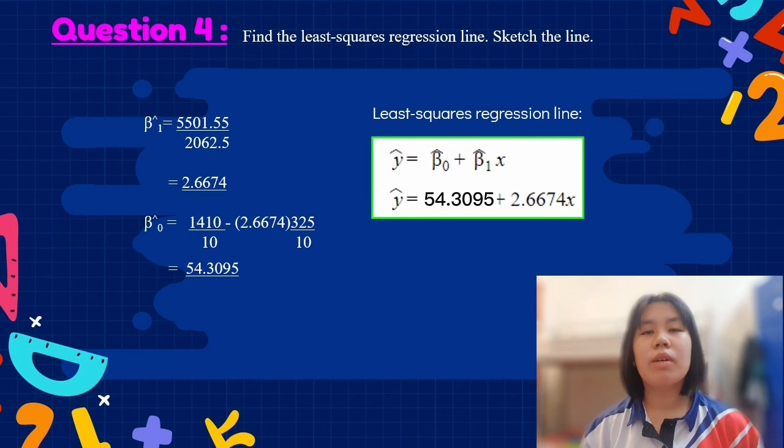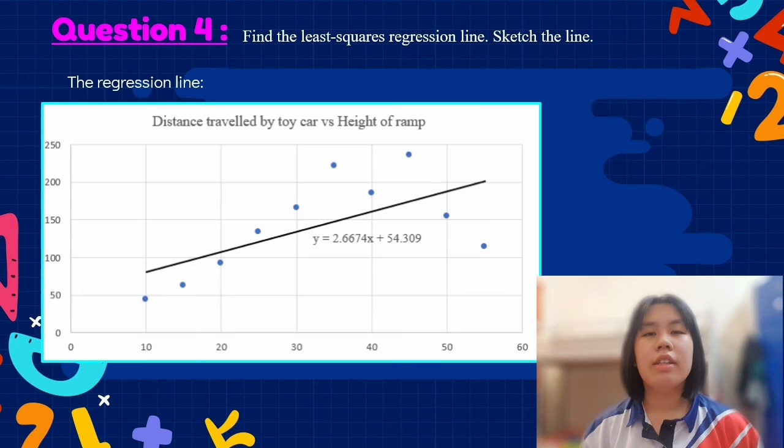Lastly, substitute the values of beta hat naught and beta hat 1 into the regression line equation, which is y hat equals beta hat naught plus beta hat 1 x. So, the regression line equation for this data is y hat equals 54.3095 plus 2.6674x. This is a sketch of the regression line equation.